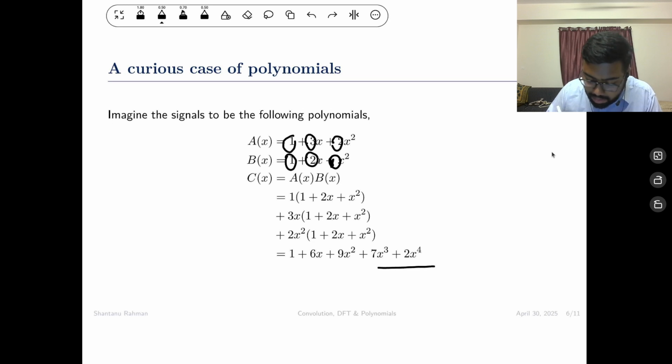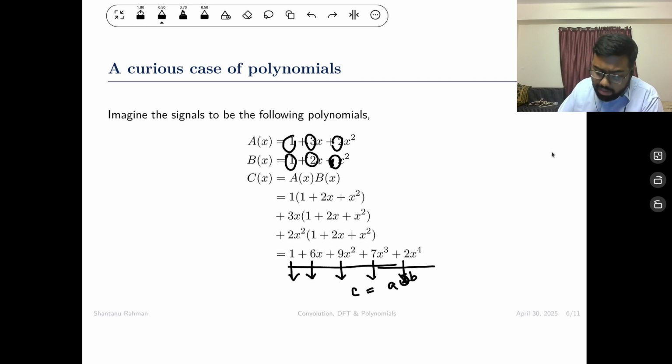And if you notice carefully, the coefficients we have right over here are nothing but the signal C, which is the convolution of A and B, which means multiplying two polynomials together is somehow the same as convolving them.